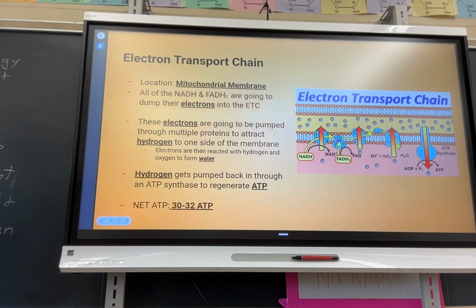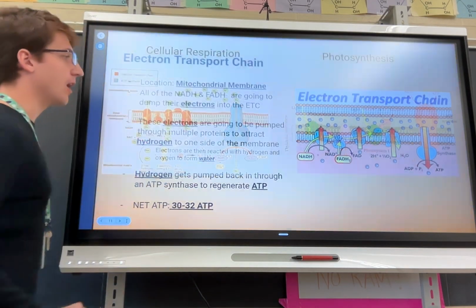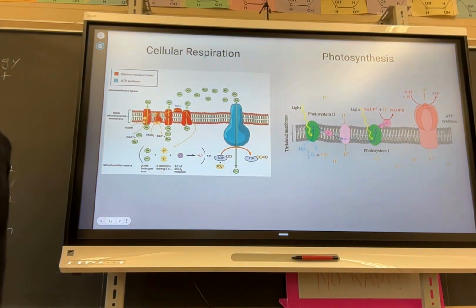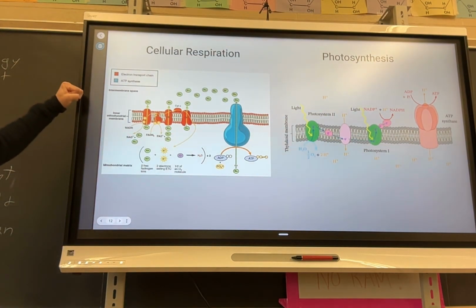Photosynthesis. Where? We had two parts. What was it? Calvin cycle. Not the Calvin cycle. If I pull up these two pictures, they look very similar.